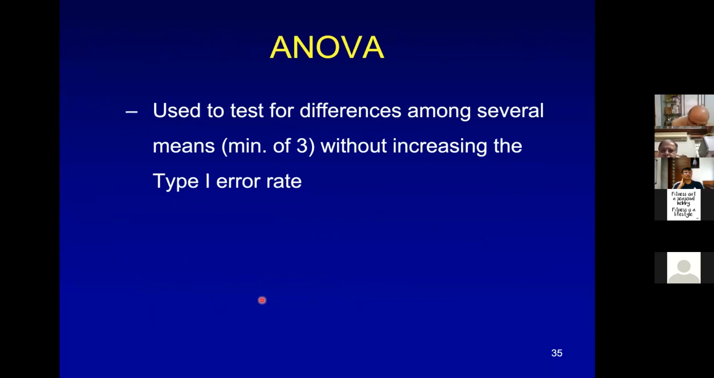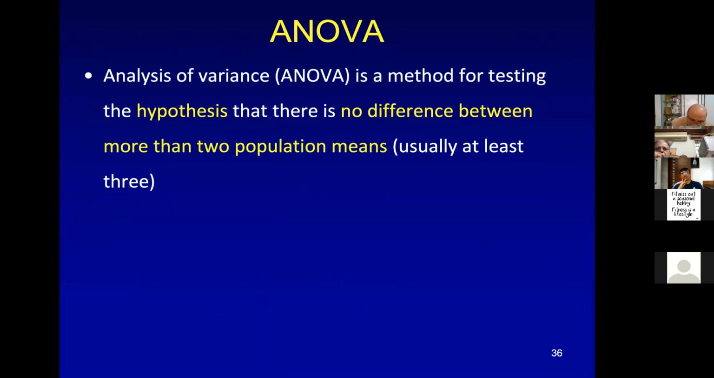So let's quickly understand what this means. This is used to test for differences among several means, a minimum of 3. We can go more than that without increasing the type 1 error rate. So our level of significance, or alpha, is still maintained at 0.05. And this is how we're going to do it. ANOVA is a method of testing the hypothesis that there is no difference between more than 2 populations, and we are talking about at least 3 populations.